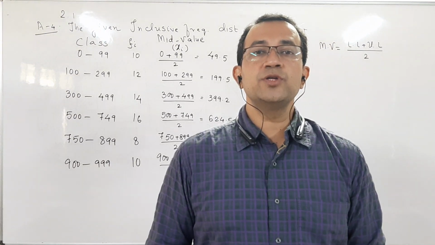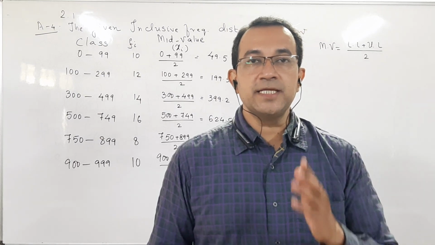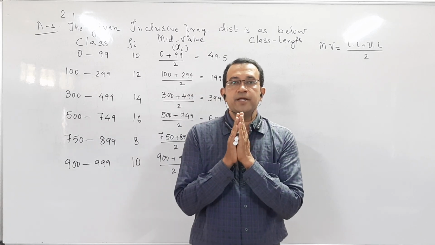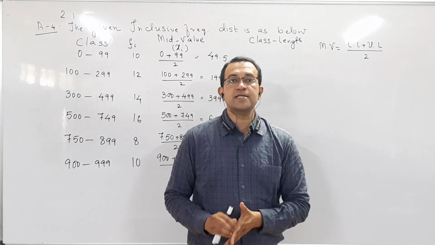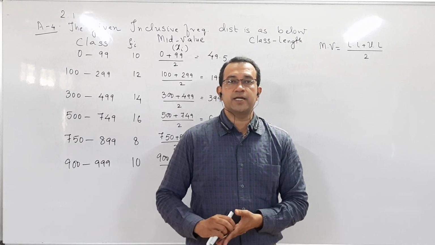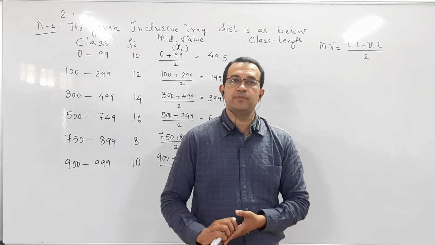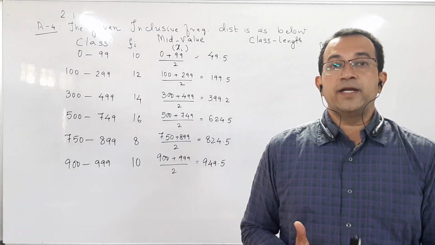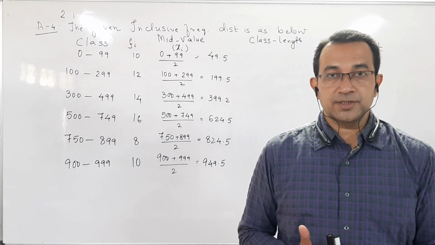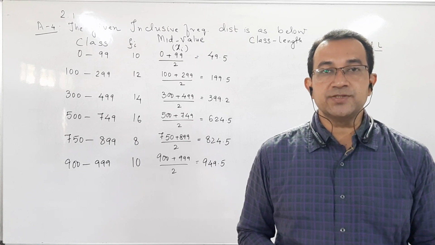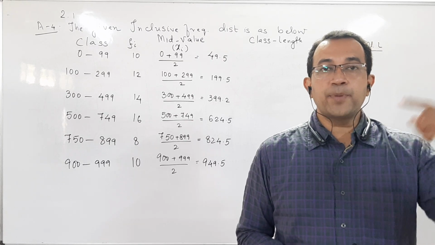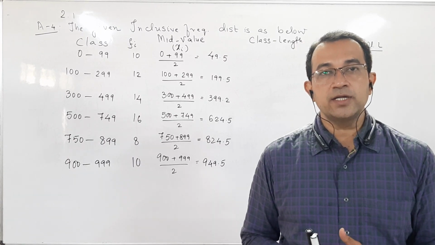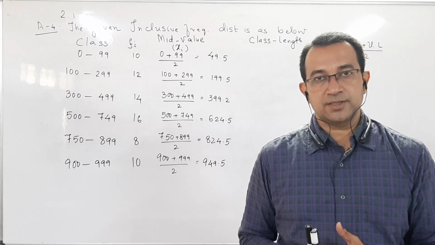So this is going to be, students, very easy. Recall the definition which we have applied. What is mid value of a class? The average of class limits is called mid value of that class, that is lower limit plus upper limit divided by 2. Now students, if I want to find class length, the definition is: the difference between upper boundary point and lower boundary point of a class is called class length.